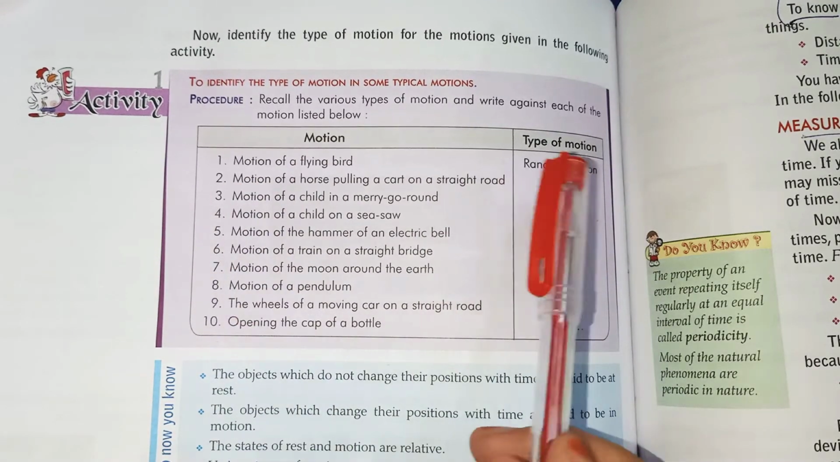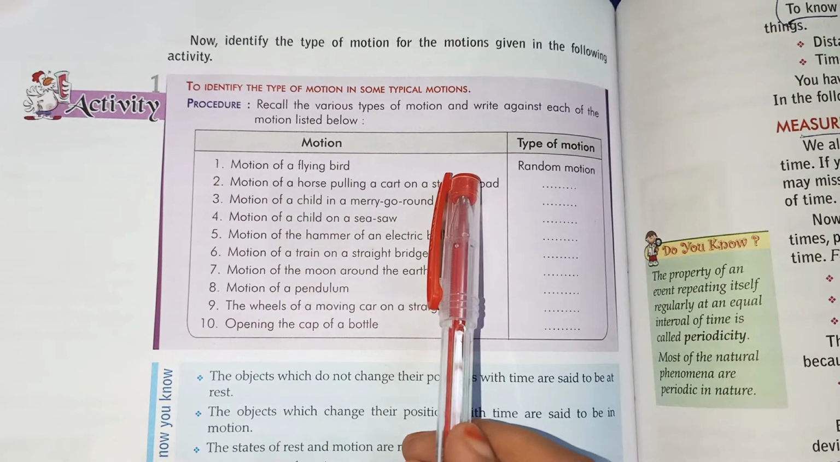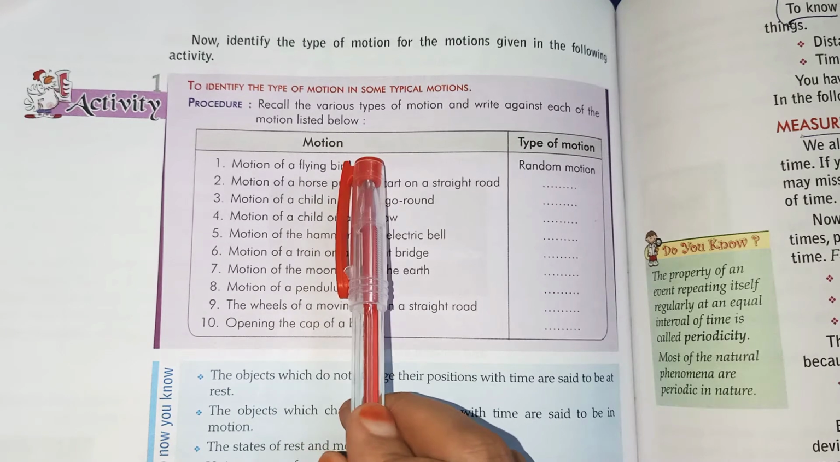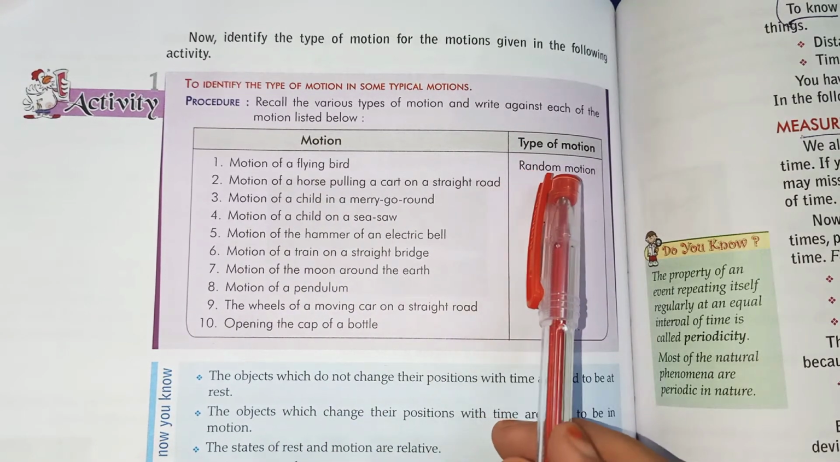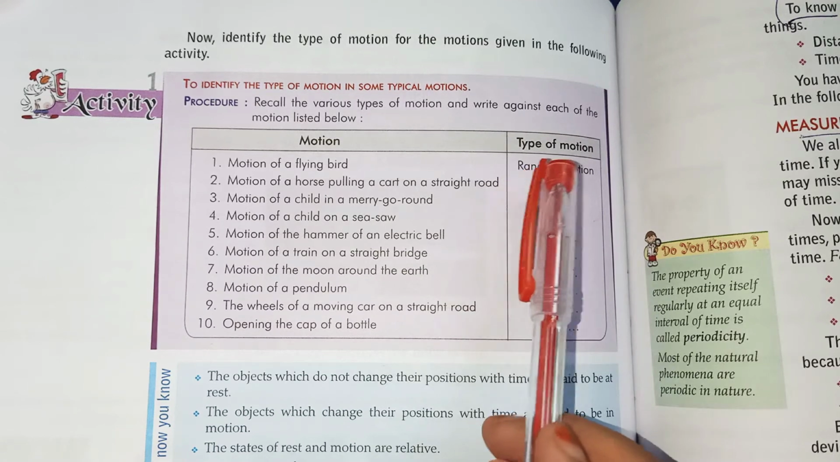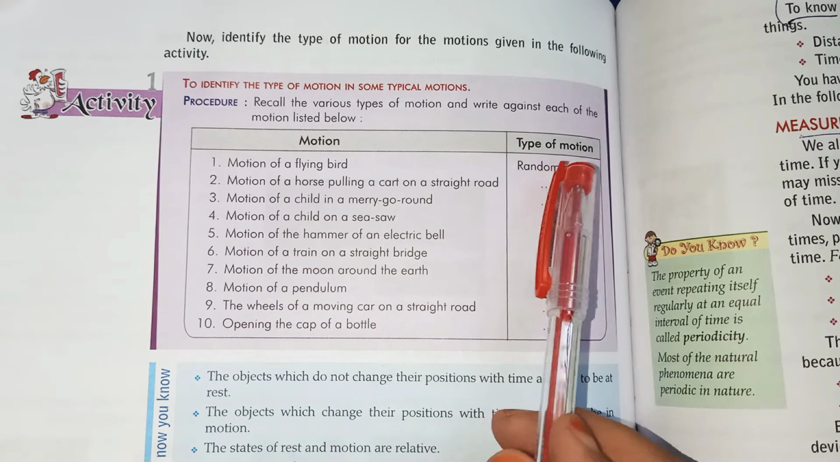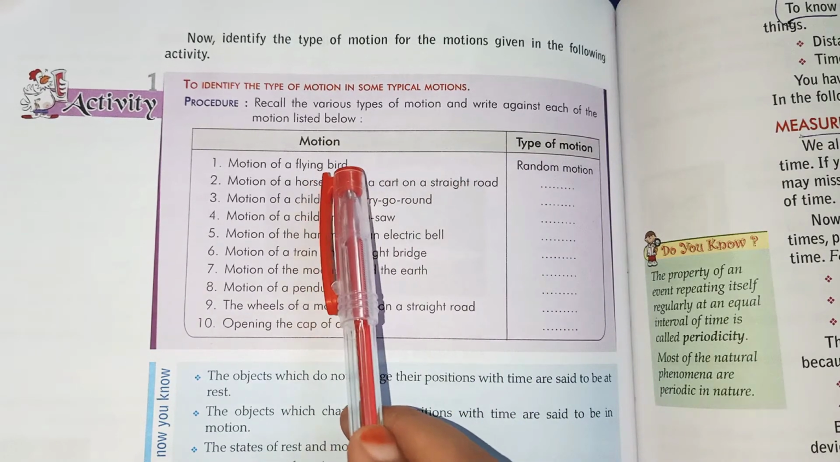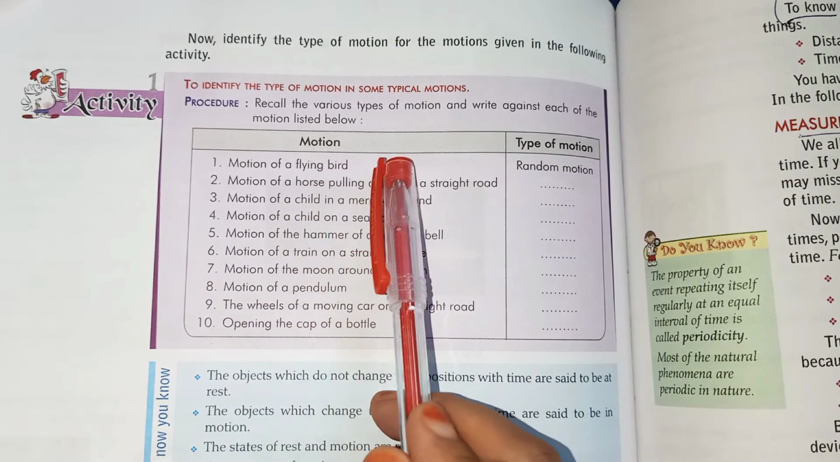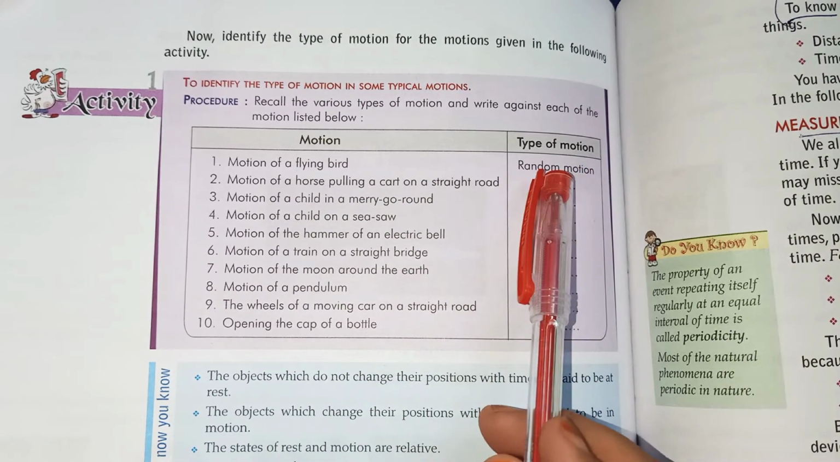Here, for example, one example is given: motion of a flying bird. What is the type of motion of a flying bird? Random motion. It always changes direction, it is never constant. Its motion changes in different directions with time. Therefore it is a random motion, because the bird can fly in different directions and can change its position also.